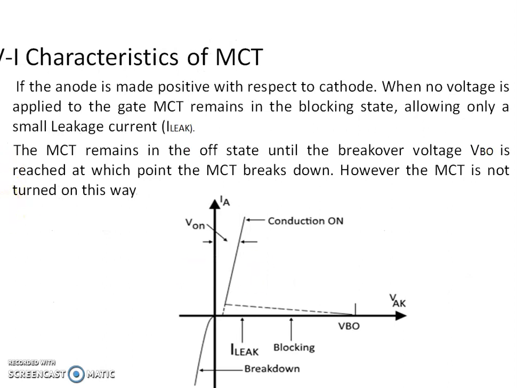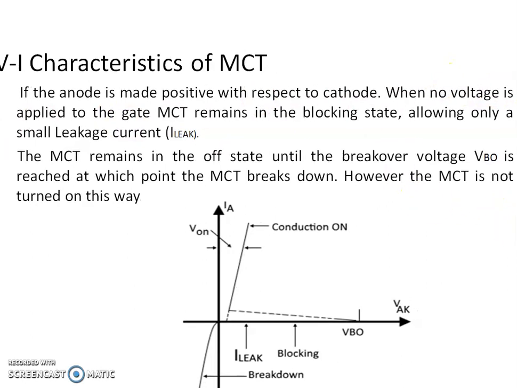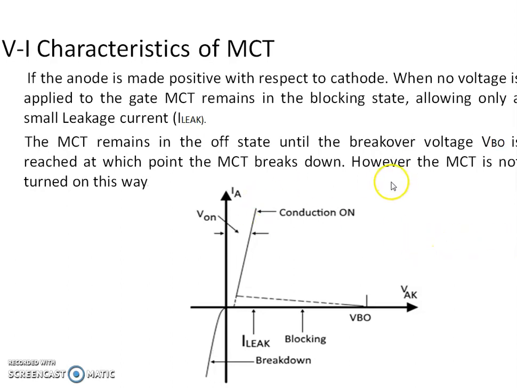Now, the VI characteristics of the MCT. Look at this. If the anode is made positive with respect to the cathode when no voltage is applied to the gate, the MCT remains in the blocking state. It allows only a small leakage current to flow into the device. The MCT remains off until the breakover voltage is reached. After reaching the breakdown, the MCT is turned on.